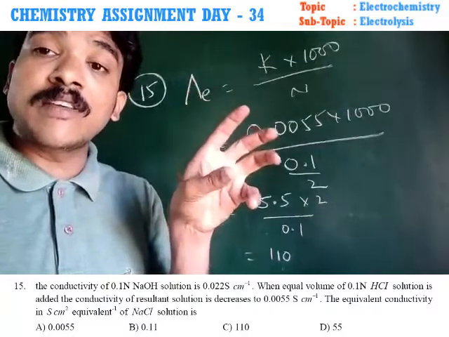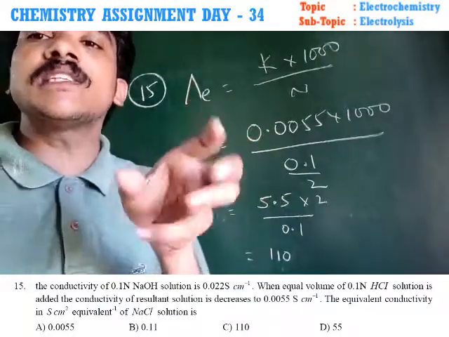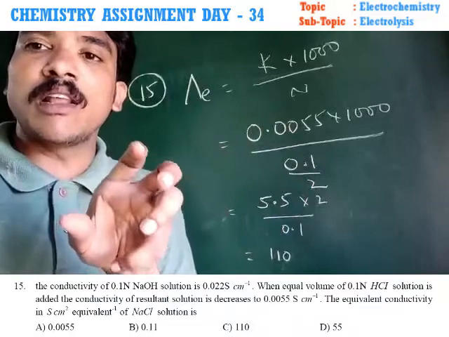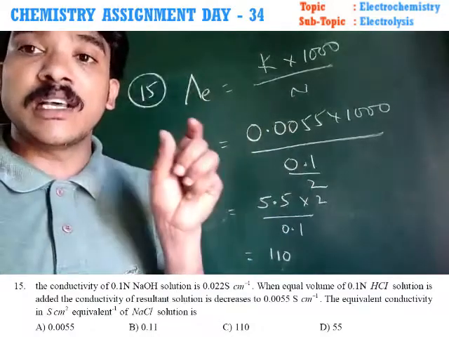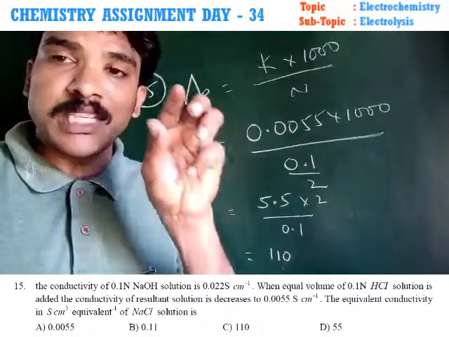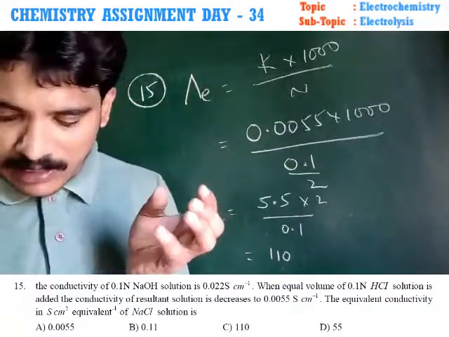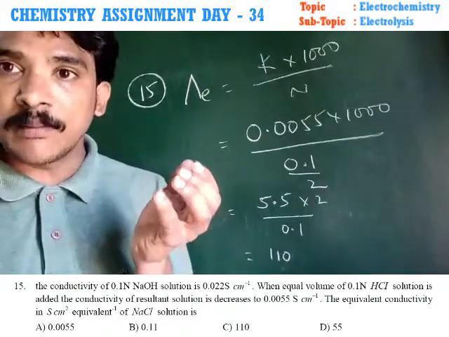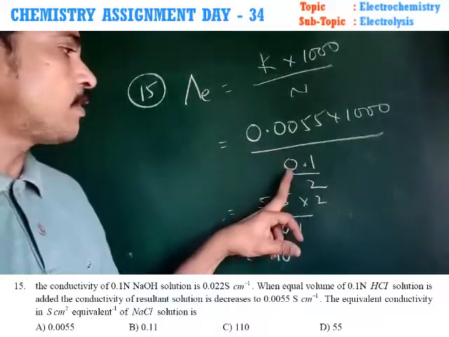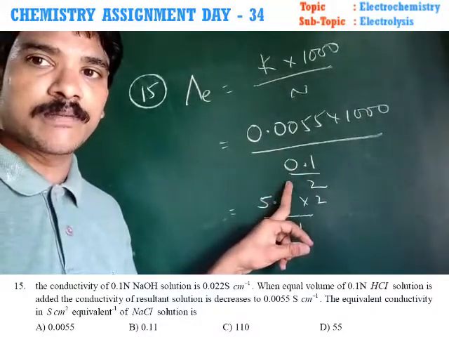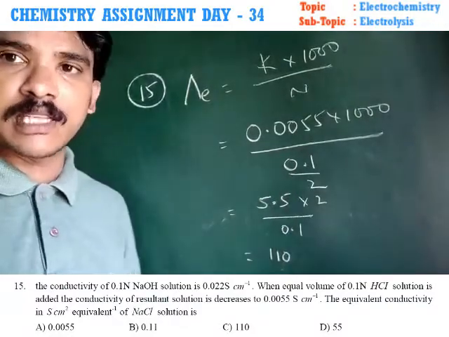Acid equivalents are N_A V_A, base equivalents are N_B V_B. If these two are equal, then the resultant equivalence is N into V of the salt. By using this, the normality of the salt is 0.1 by 2. 0.1 by 2 is the resultant normality of the salt. Substituting here, we get the answer 110.